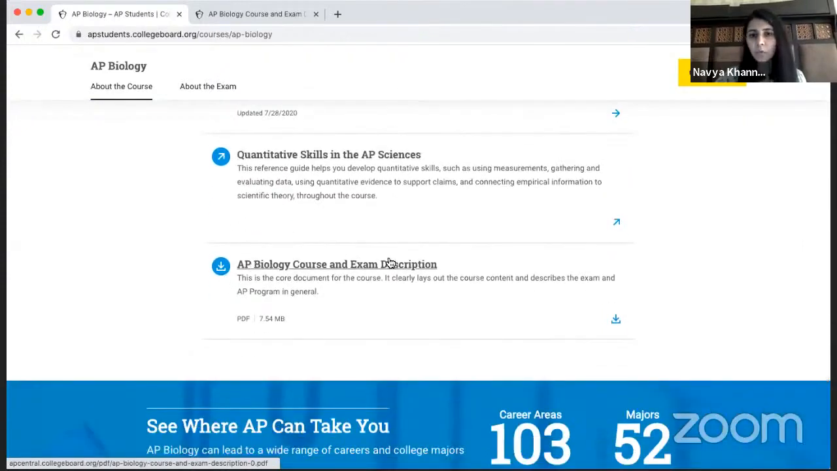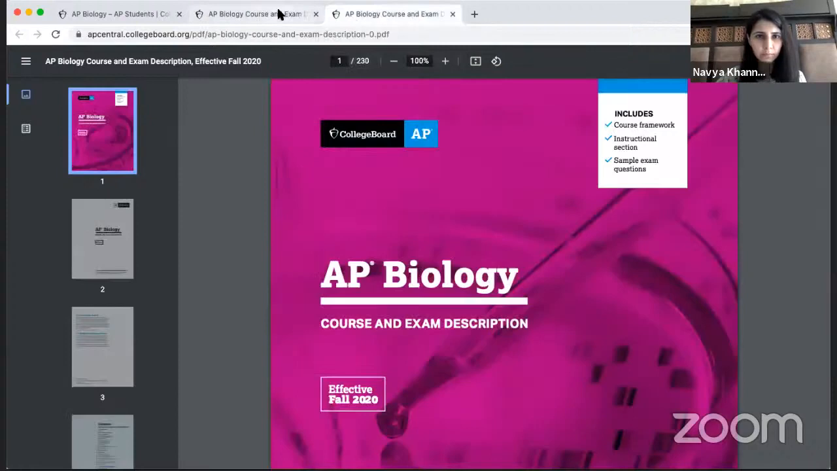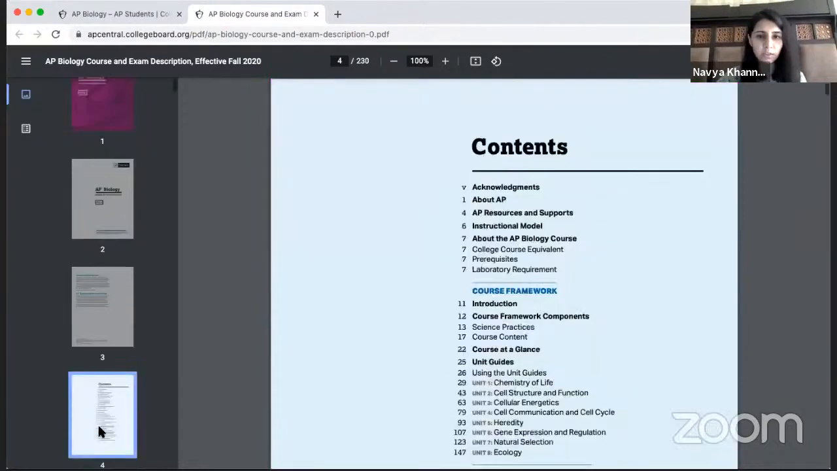So AP Biology course and exam description. Let's click on that. So this is the 230-page book that I'm talking about. This has everything possible that you need to know, right? And what I was saying was that you can also do a Command F over here if you think there is something. Let me just show you the contents page, right?